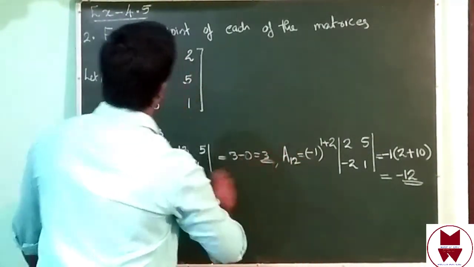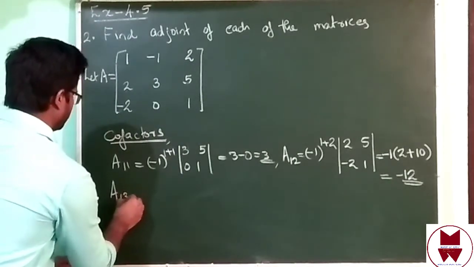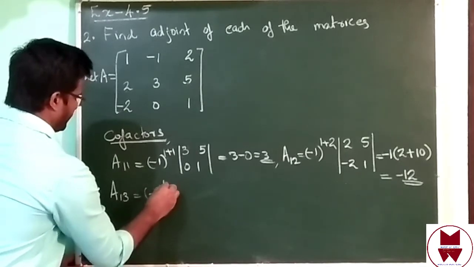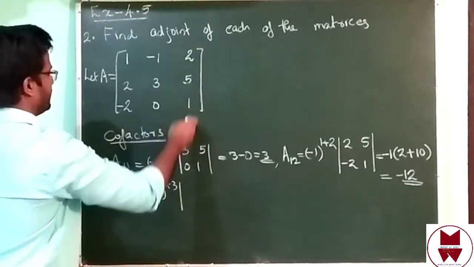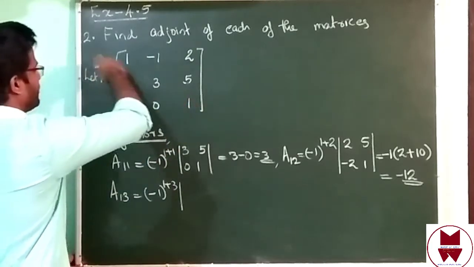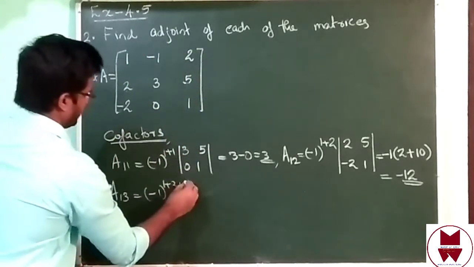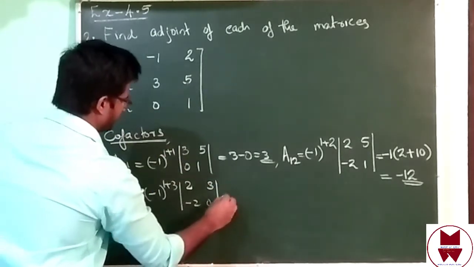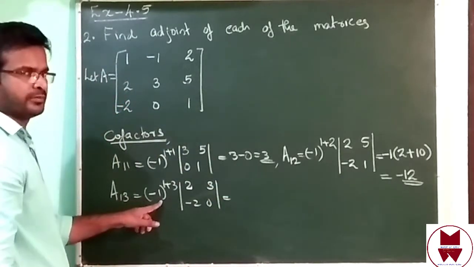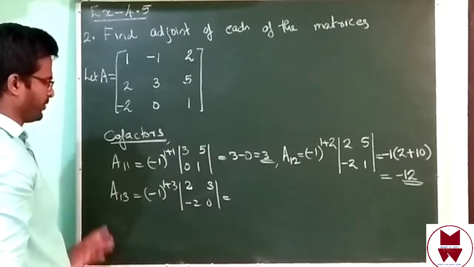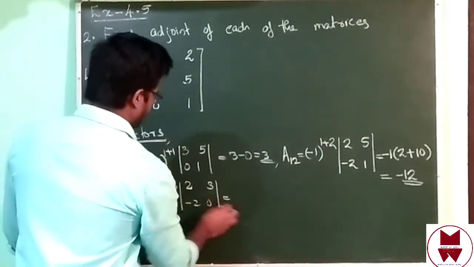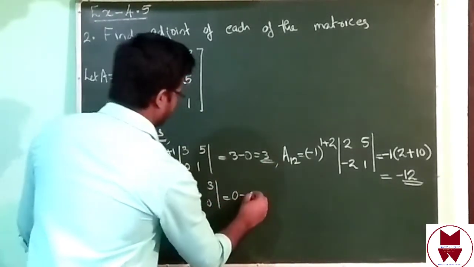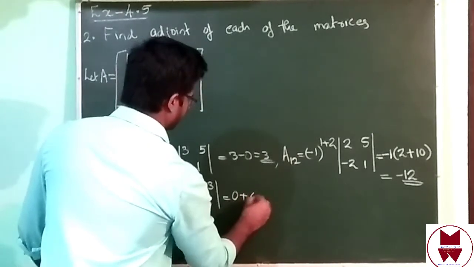A12 got it. We can find out A13, the cofactor of this element 2. Minus 1 raised to 1 plus 3, determinant. Just delete third column and first row. 2 3, minus 2 0 equals, what will we get in here? Plus 1, isn't it? Minus 1 all raised to 4 will be plus 1. Then 2 into 0, 0, minus 2 into 3, minus 6. Minus minus, plus 6.